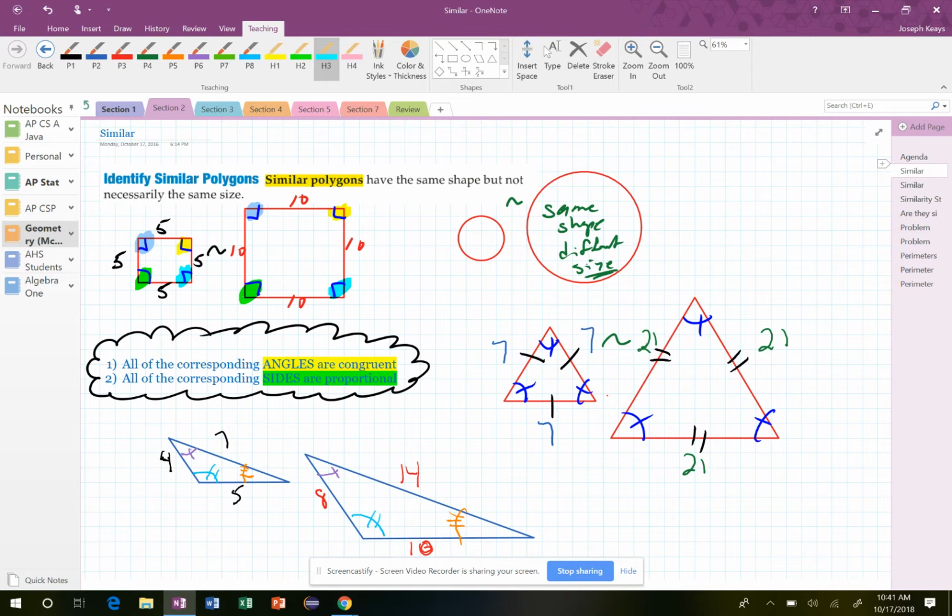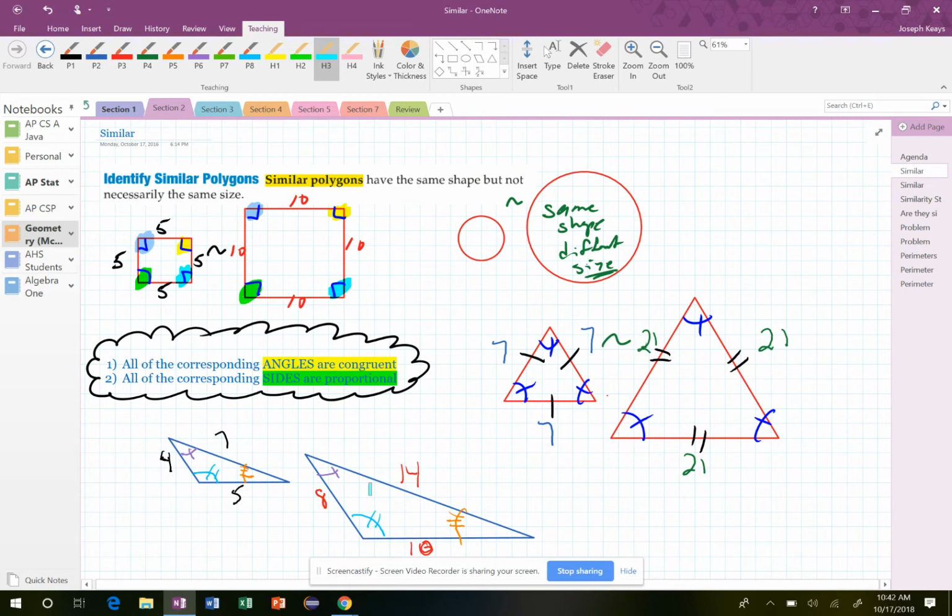So similar polygons, I have a few groups of similar polygons here. These two shapes in here are similar. Similar basically means same shape, but not necessarily the same size. So these two shapes are similar. Any circles in the world are always similar because they're the same exact shape and different sizes. Here are two equilateral triangles. Same shape, different size.